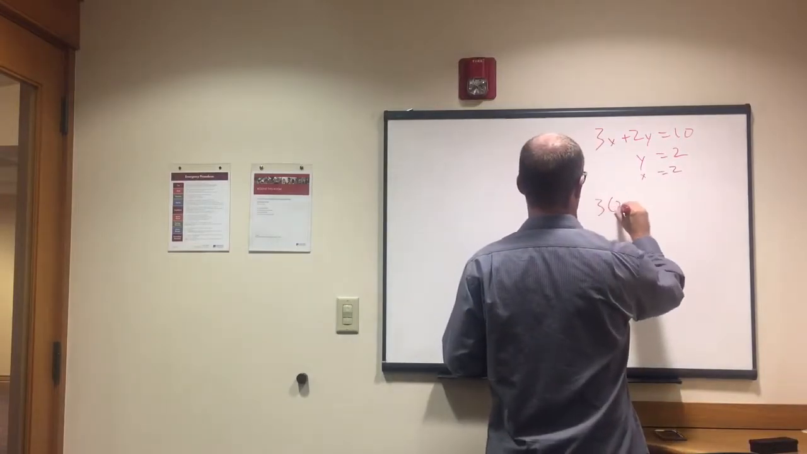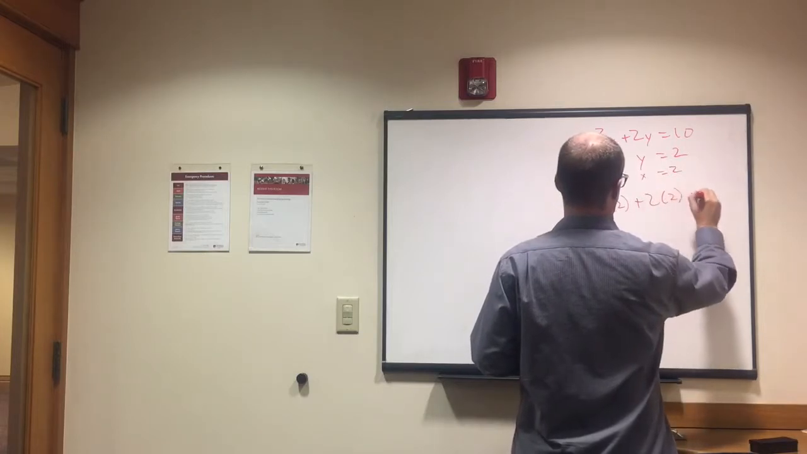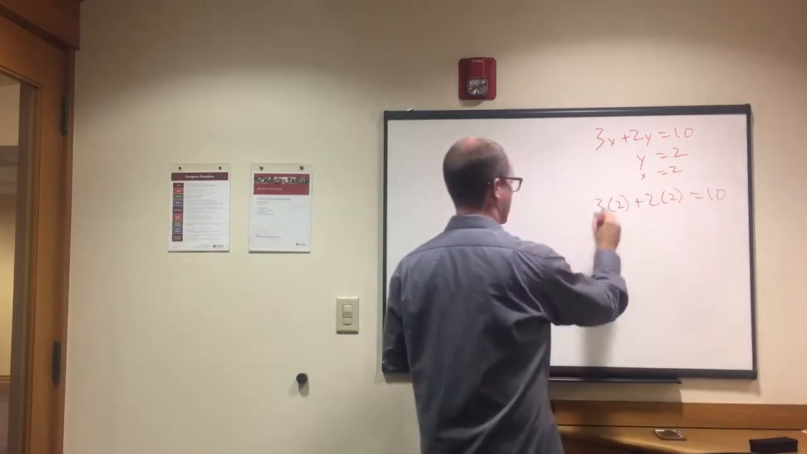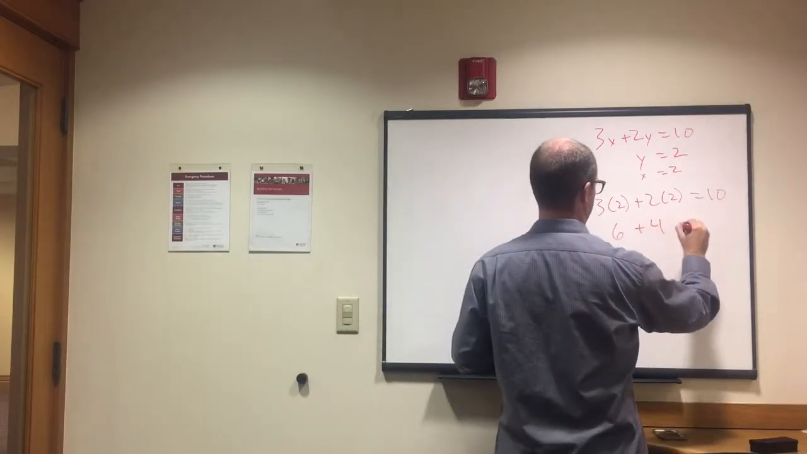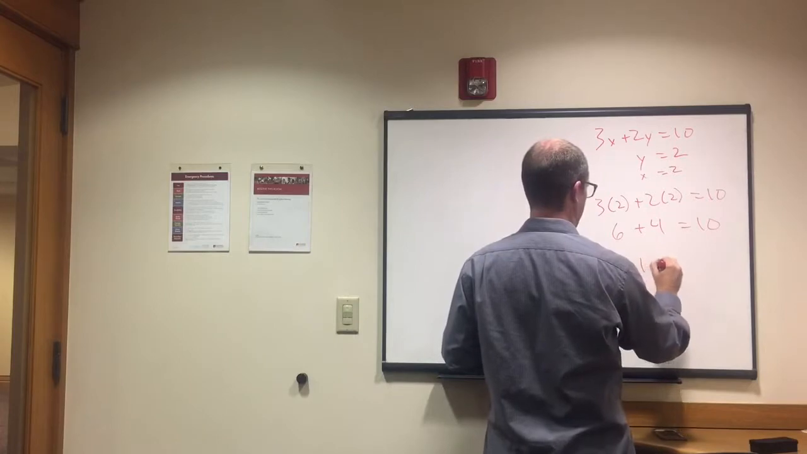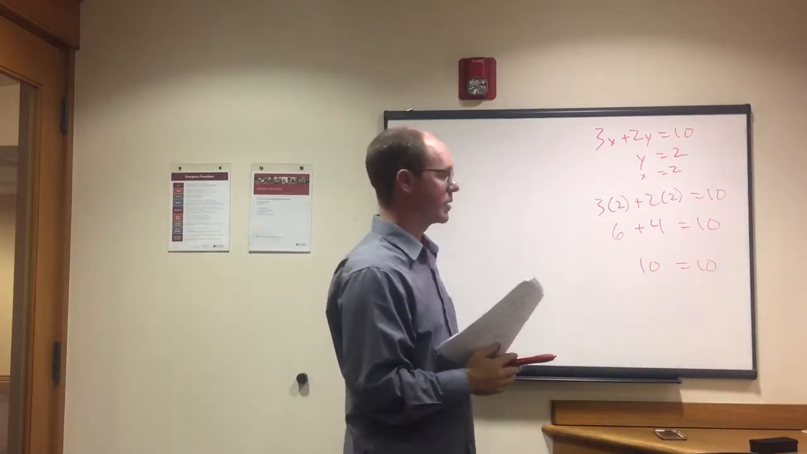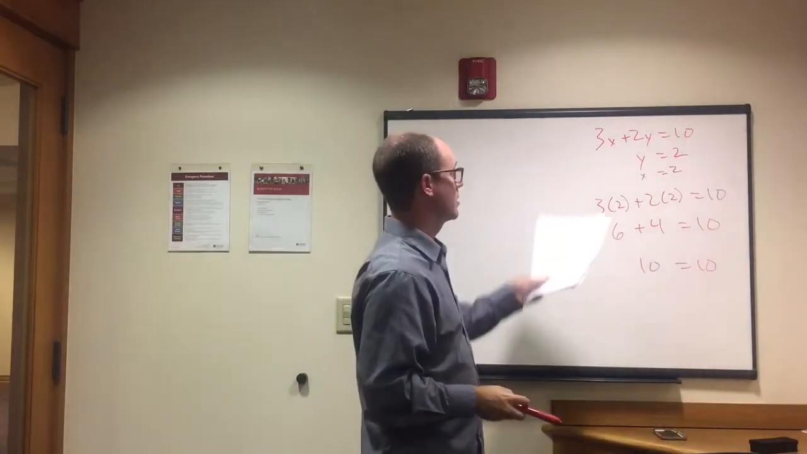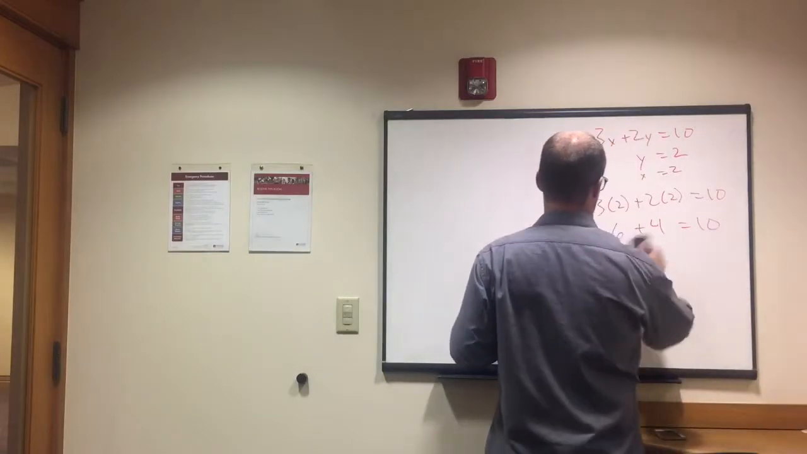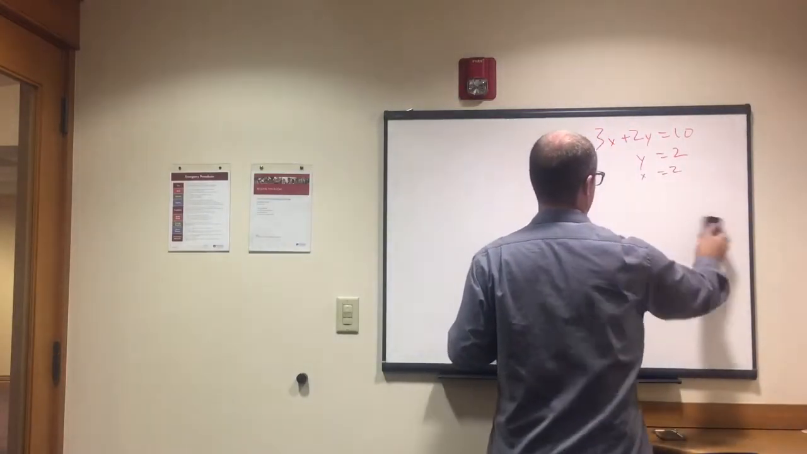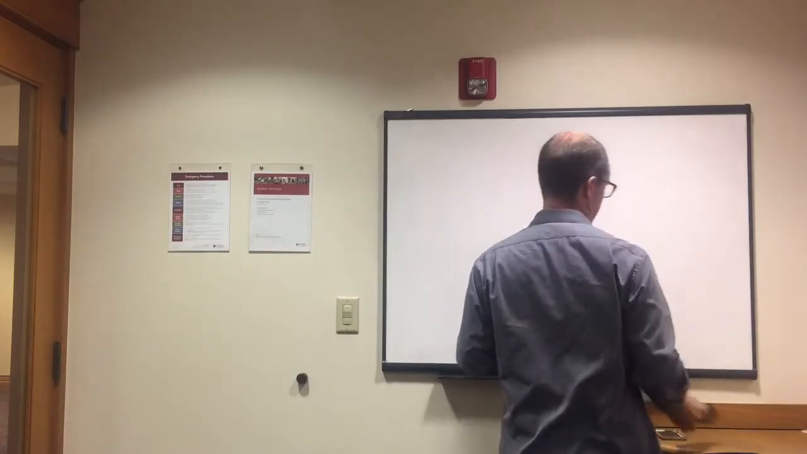Three times 2 plus 2 times 2 should equal 10. 3 times 2 is 6. 2 times 2 is 4. 6 plus 4 is 10. 10 equals 10. We look good. If these two numbers aren't the same, then we've done something wrong. So we got that one. That was actually the easier one, where they just give you the y equals 2 like that, and then you can just plug it in and solve for x.